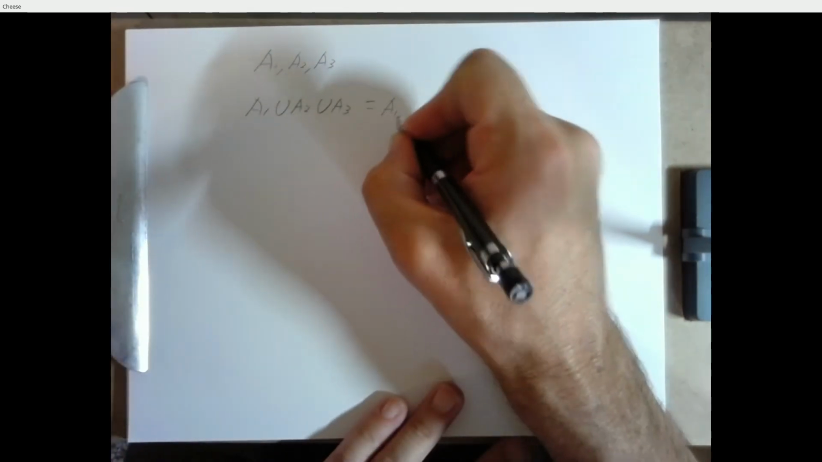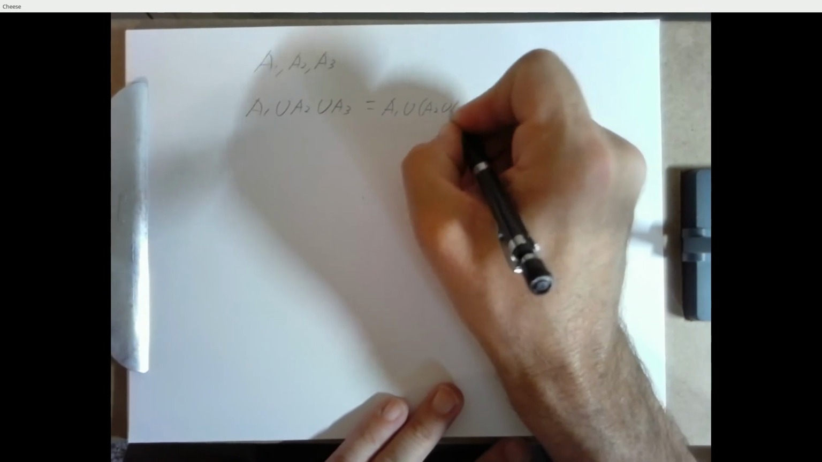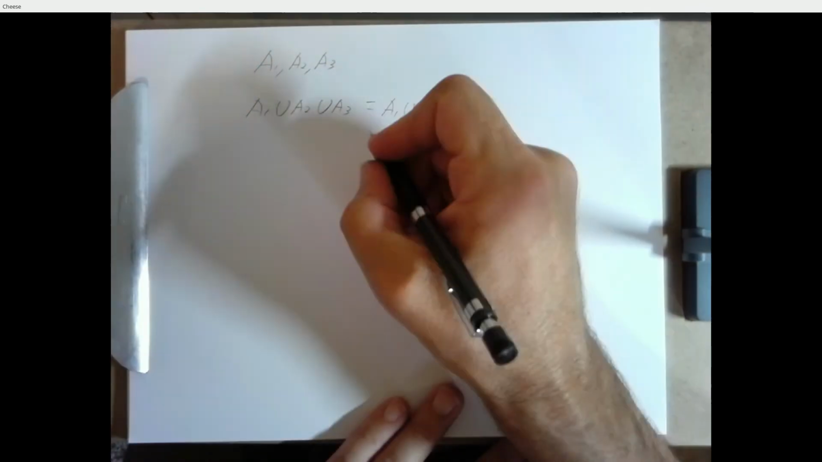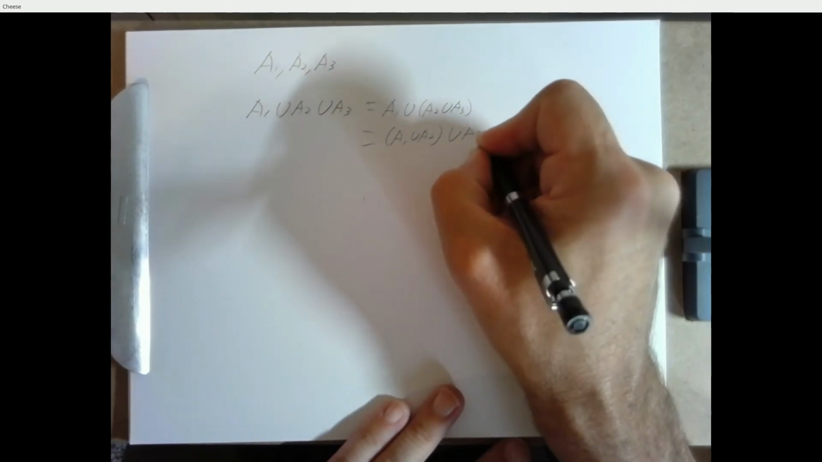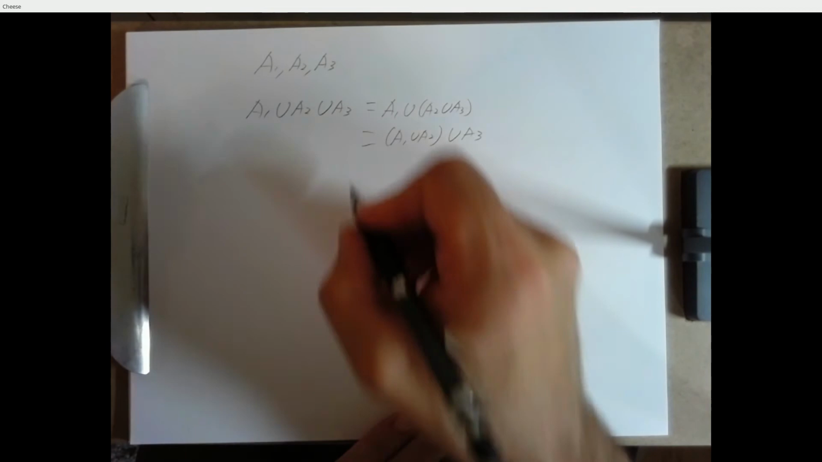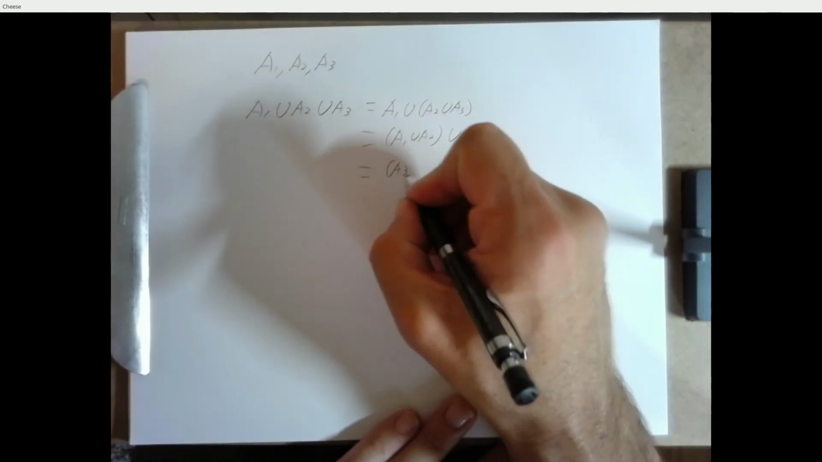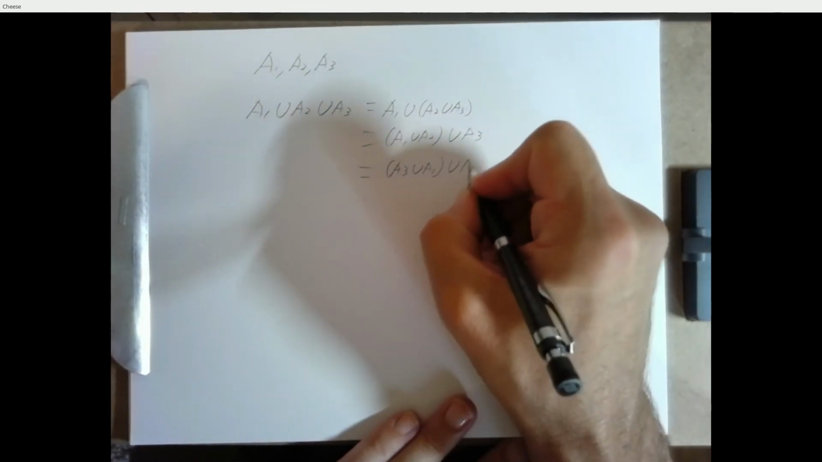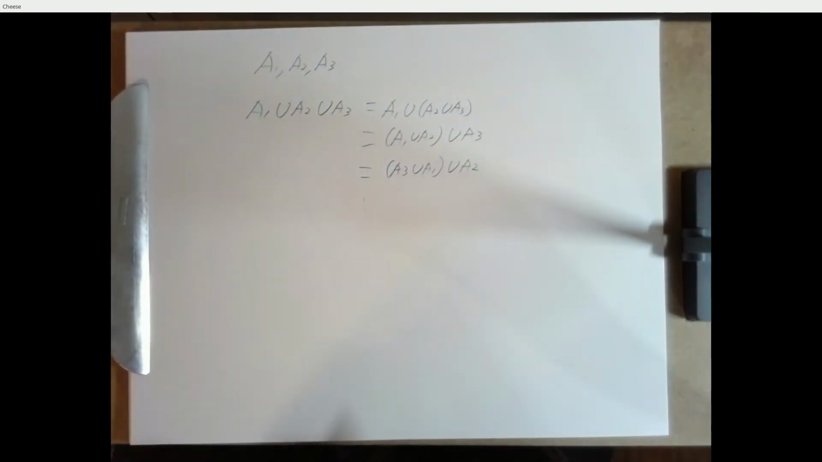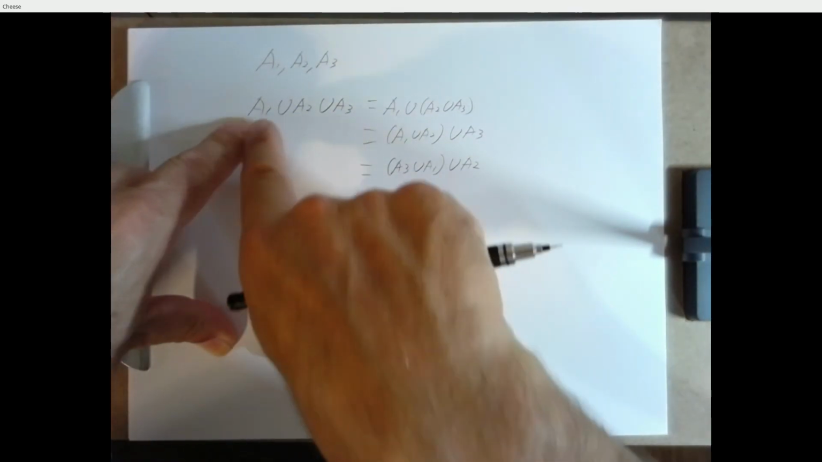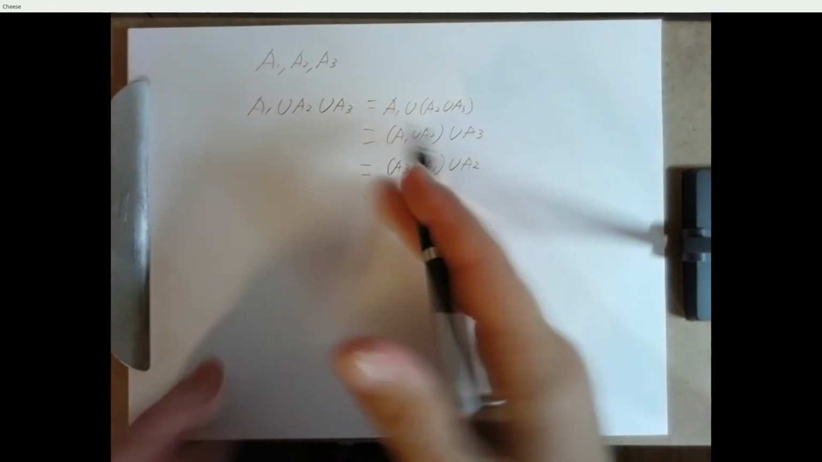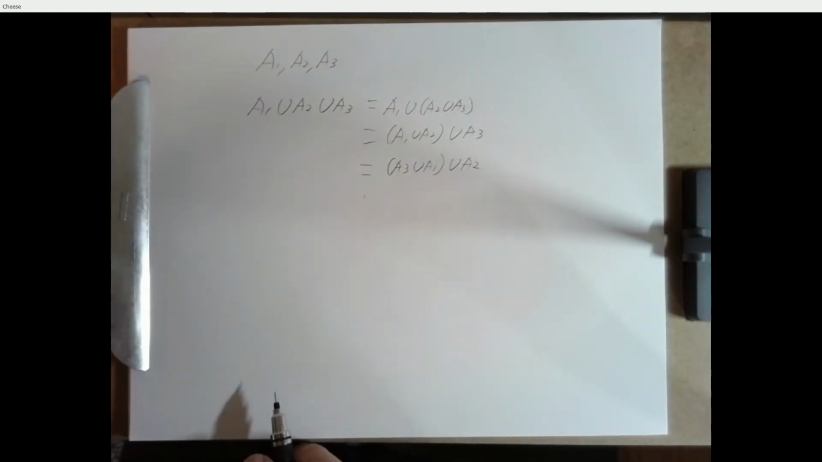And remember, unions are associative, so this is the same thing as A1 union A2 union A3. And it's the same thing as taking A1 union A2 and then unioning A3. And unions are commutative, so we could also do A3 union A1 and then union A2. Basically, the order doesn't matter, right? And that should make sense if you think about it, because to be in this union, we simply require that an element is in at least one of these sets. And it doesn't matter what order we consider those sets in.